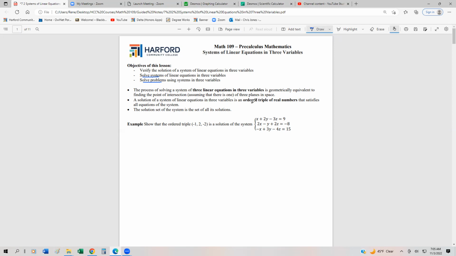The solution is going to be something called an ordered triple. An ordered pair is x, y. An ordered triple is going to be x, y, z, and it's going to satisfy all the equations in that system. The solution set is the set of all the solutions within that system.